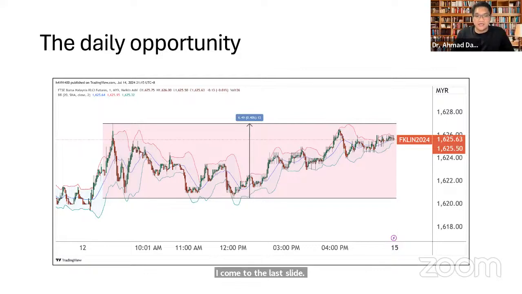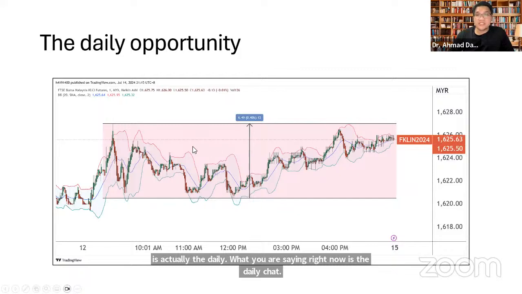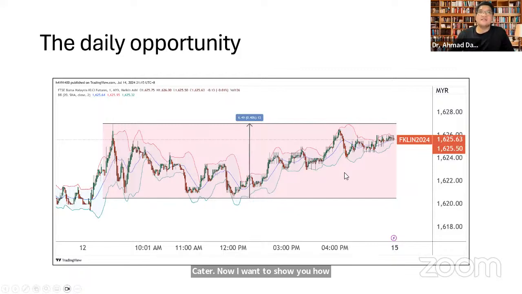Okay, this is actually the daily. What you are seeing right now is the daily chart. Now I want to show you how many opportunities that you can have in one day. How many opportunities? That's a lot, right? That's a lot. And most of the time, the candlestick, actually, I'm using a Heikin Ashi.